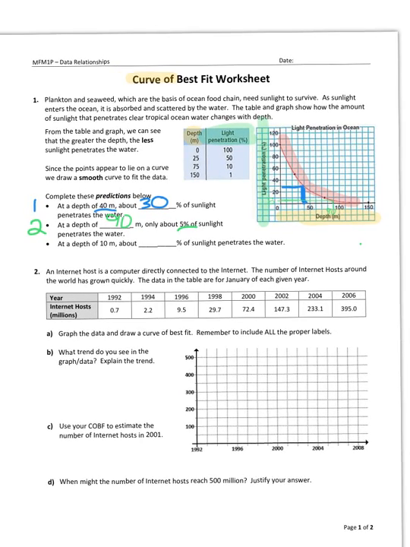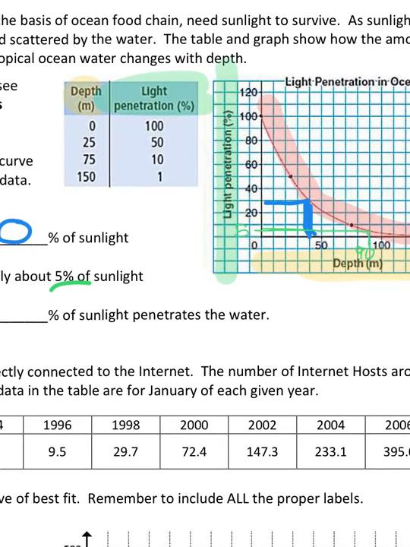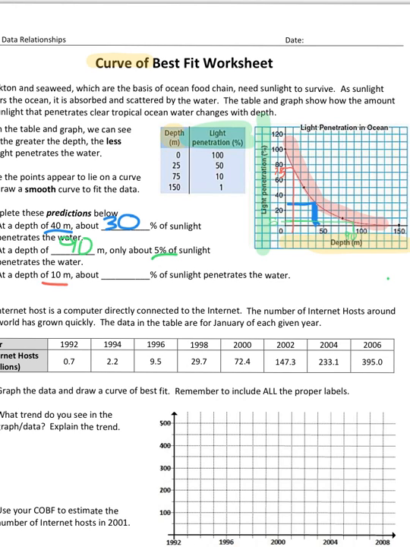And then prediction 3, we're looking to find a depth of 10 meters. We want to figure out the percentage. So again, let's look over at our graph. Depth of 10, that's my x-axis at 10, all the way up. It's about halfway, so 60, 70, that'll give me about 75. So about 75% of sunlight penetrates the water.